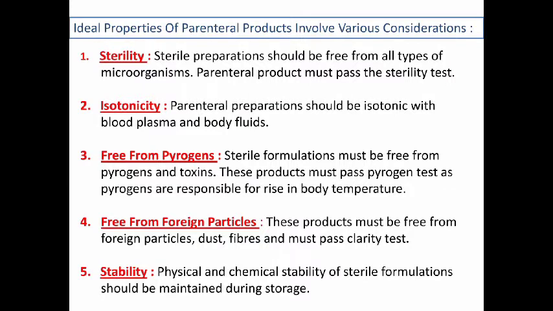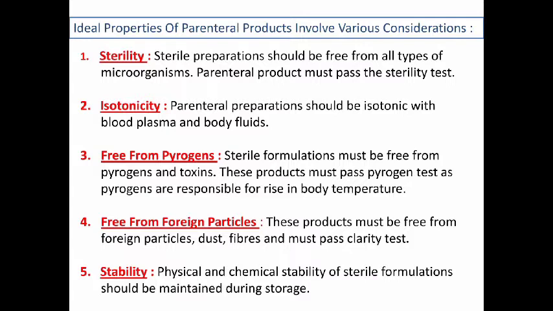Ideal properties of parenteral products involve various considerations. First is sterility. Sterile preparations should be free from all types of microorganisms. A parenteral product must pass the sterility test. Isotonicity. Parenteral preparations should be isotonic with blood plasma and body fluids. Third, free from pyrogens. Sterile formulation must be free from pyrogens and toxins. Thus the product must pass the pyrogen test, as pyrogens are responsible for raising the body temperature.